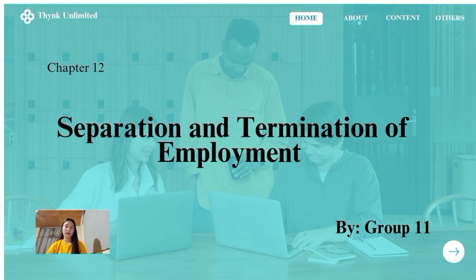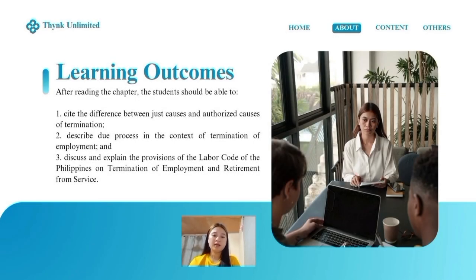This includes giving notice, final pay, and sometimes severance pay. There may also be an exit interview and return of company property. So the goal of managing separation and termination is to protect both the employees' rights and the company's interest. It also helps maintain a good reputation and work morale. In simplest terms, separation and termination are just ways of ending a job, but they should be handled carefully and fairly.